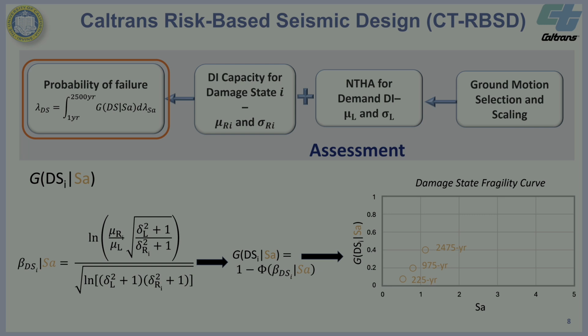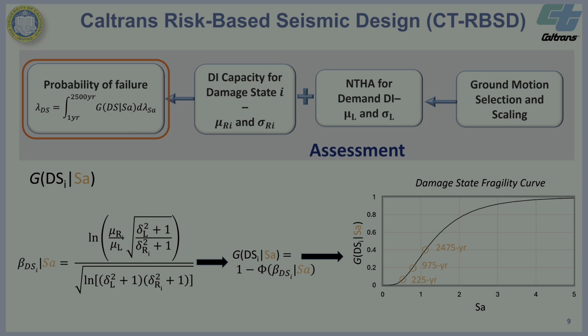The equation of this form comes up, betas are calculated, and for the work that we are doing, this beta is calculated for 3 different hazard levels of 225, 975, and 2475. And from there we fit a distribution, which is our quote-unquote fragility curve. It is the relationship between intensity measure and damage index.